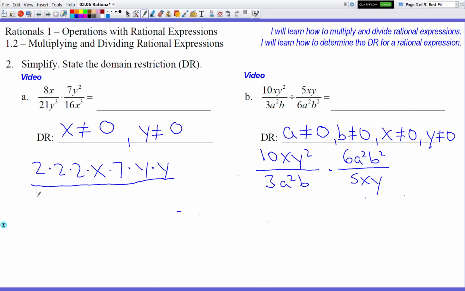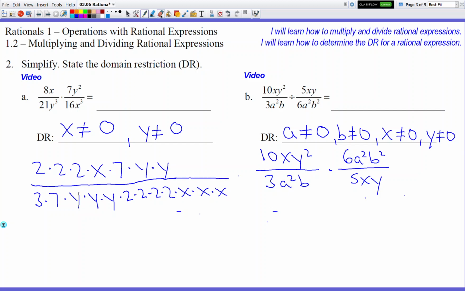Okay, then the bottom I go 21 is going to be 3 times 7. And then I got y to the third power, so y times y times y. And then 16, I'm going to break it up into 2 times 2 times 2 times 2, right? 4 2's. And then x times x times x.